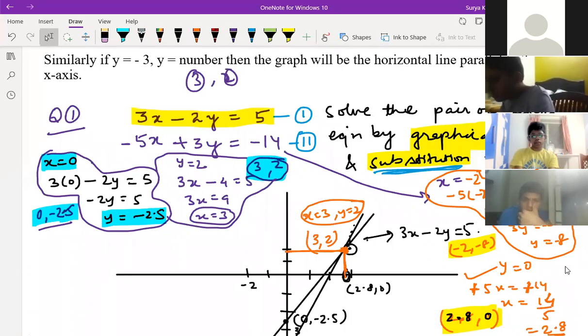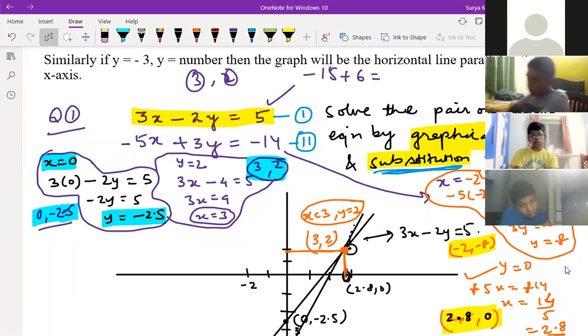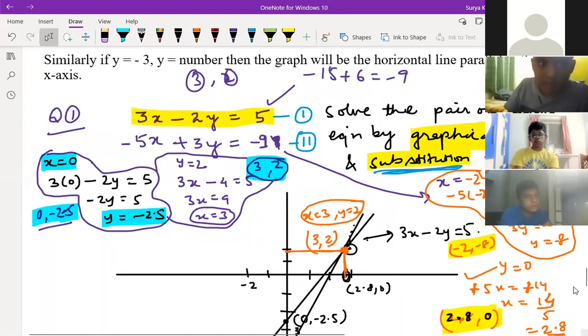3 threes are 9, 9 minus 4 is 5, correct? Again, see, you put 3: 3 fives are 15, minus 15 plus 6. Okay, here it should be 9. Children, here it should be 9 actually. The question here should be 9. Then only this will match. 3 fives are 15 minus 15 plus 6, that is minus 9. Yes, I have given the question wrong; here it should be 9 only. It's not 14 or something like that. That's why we made a mistake here.